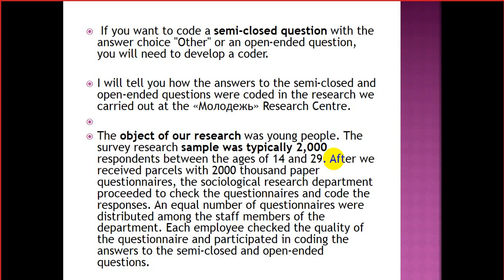The survey research sample was typical, 2,000 respondents between the ages of 14 and 29. After they received parcels with 2,000 paper questionnaires, the Sociological Research Department proceeded to check the questionnaires and code the responses. An equal number of questionnaires were distributed among the staff and members of the department. Each employee checked the quality of the questionnaire and participated in coding the answers to the semi-closed and open-ended questions.